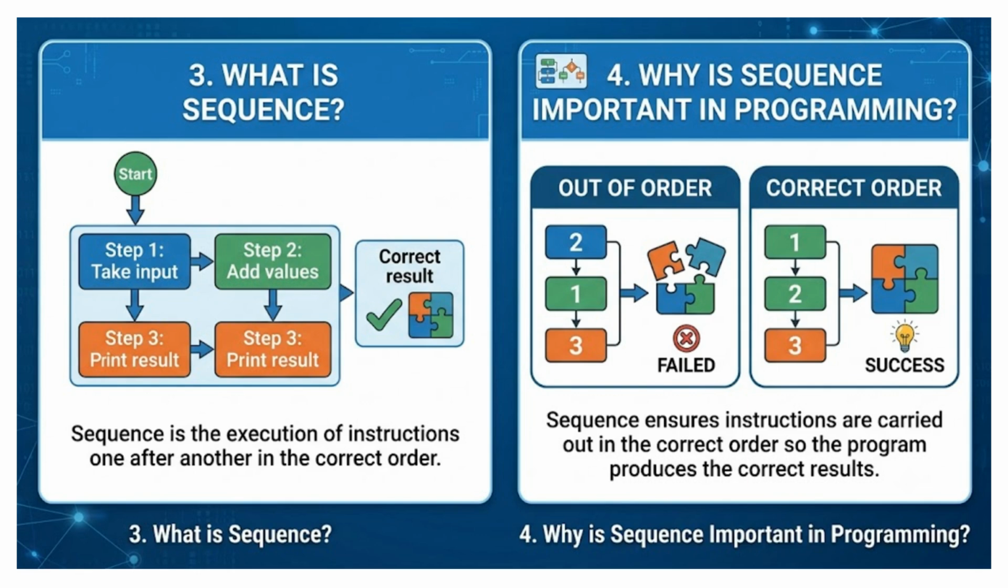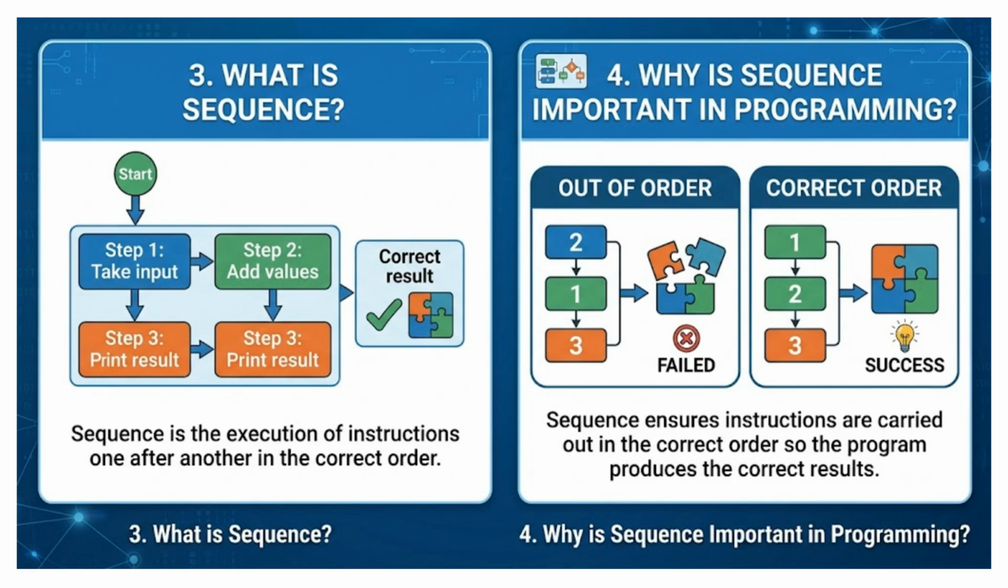Now, let's look at the first programming construct, sequence. Sequence means executing instructions one after another in the correct order. Each step is completed before moving to the next step. For example, a program may first take input from the user, process or add the values, and then print the result. If these steps happen in the correct order, the program produces the expected output. Sequence is the simplest and most fundamental programming construct, and every program uses it.